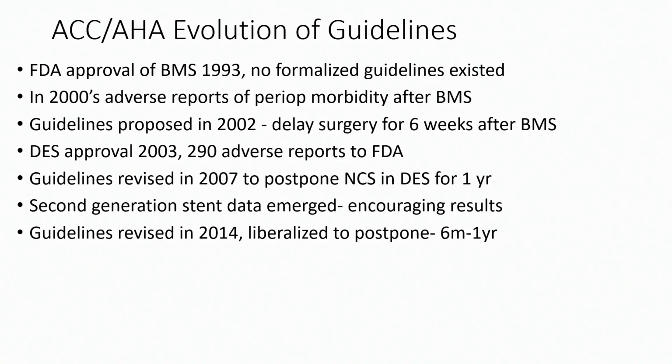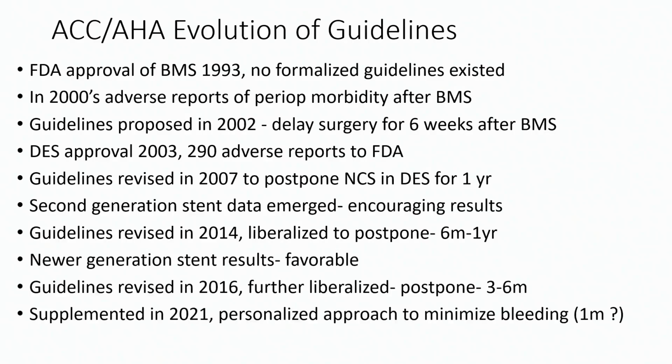So the guidelines were again revised in 2014, and they were somewhat liberalized, where they suggested that, yes, it's safe to wait for a year, but you could consider having surgery after 6 months in patients with drug-eluting stents. Then the newer generation results kept coming out, and they were more favorable. And the guidelines were again revised in 2016, and they were further liberalized, and they said postpone surgery for 6 months, but maybe consider it at 3 months.